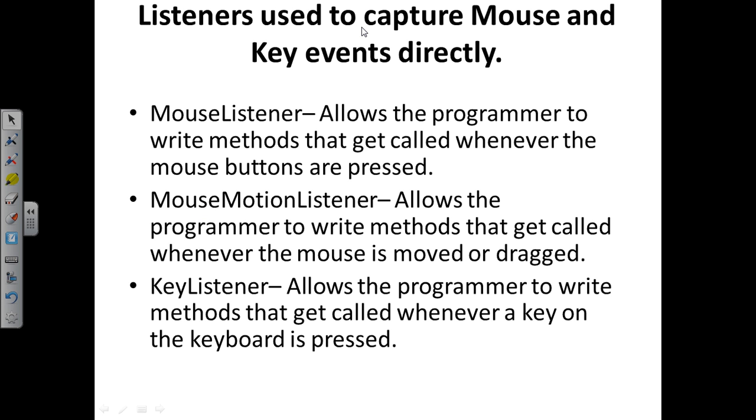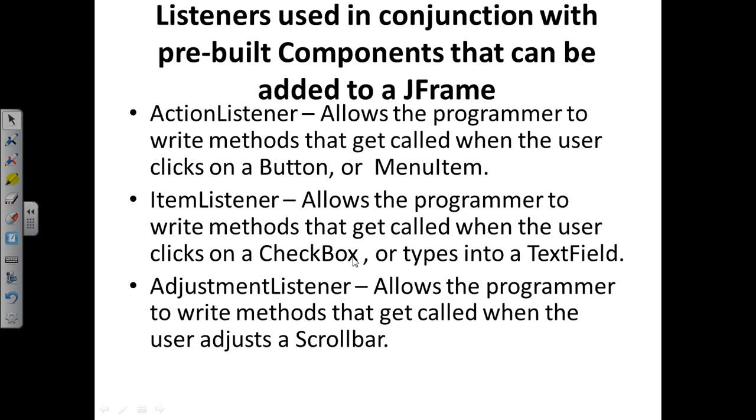So listeners used to capture mouse and key events directly. Mouse listener allows the programmer to write methods that get called whenever the mouse buttons are pressed. Mouse motion listener allows the programmer to write methods that get called whenever the mouse is moved or dragged. The key listener allows the programmer to write methods that get called whenever a key on the keyboard is pressed. So the mouse listener is just pressing the buttons and releasing the buttons. The mouse motion listener is when you're moving the mouse or moving the mouse with the button down. And the key listener is for pressing and releasing keys.